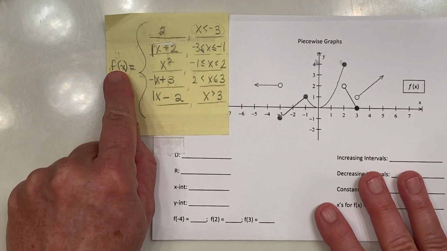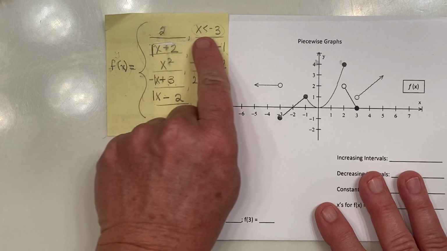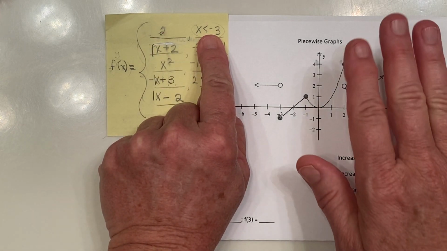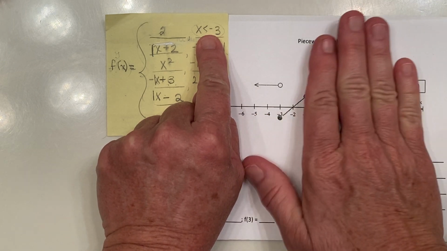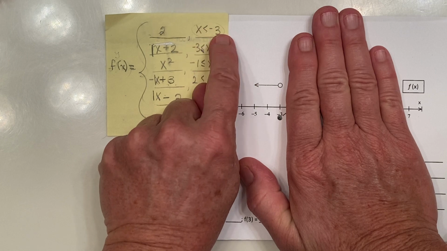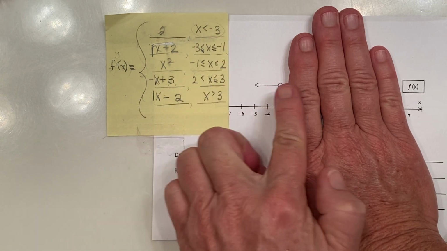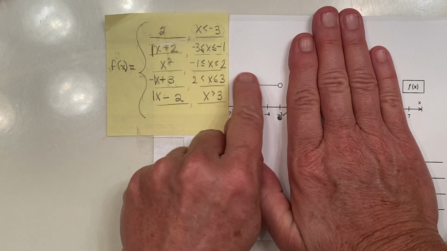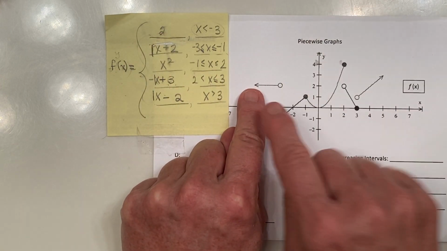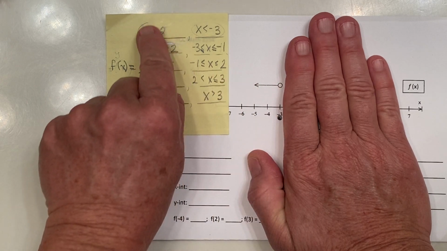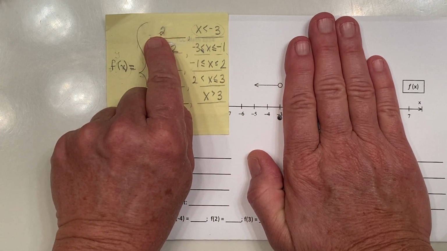So y equals 2 as long as the x values are less than -3. I would come over here and find where x is -3, and cover everything else up. If x values are less than -3, I want to consider what's to the left of x equals -3. And it says all the y values have to be at a height of 2. We saw that earlier. So we're graphing a constant here, a flat line.